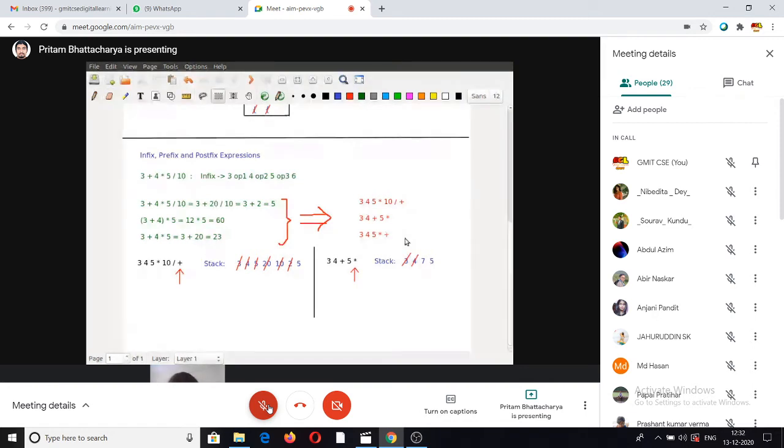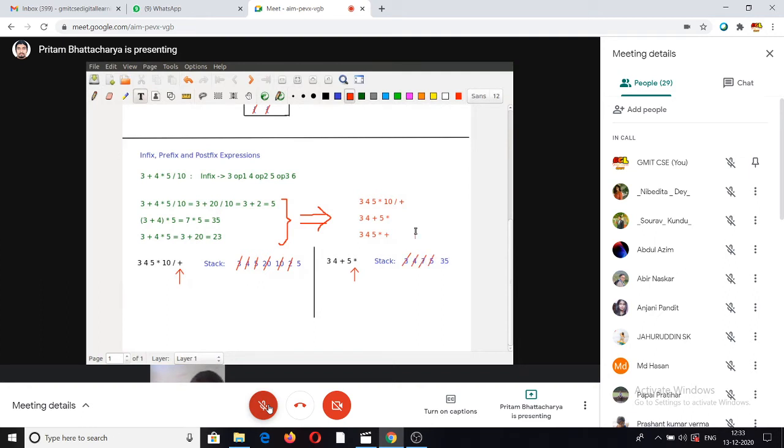So you apply star on 7 and 5. I pop those. 7 and 5 are popped, and instead I push in 35. And now that I have reached the end of the string, I know that 35 is going to be my final answer.